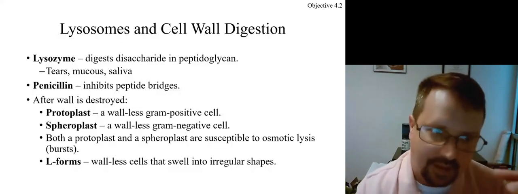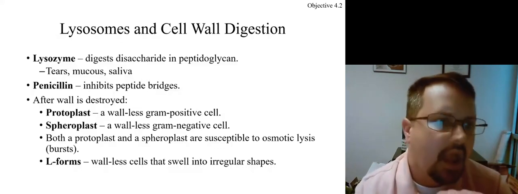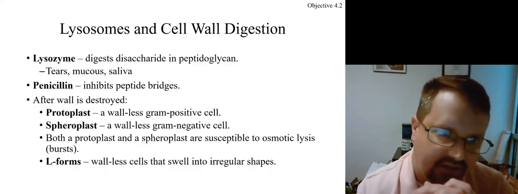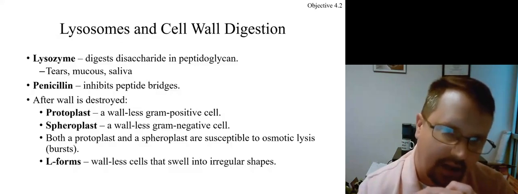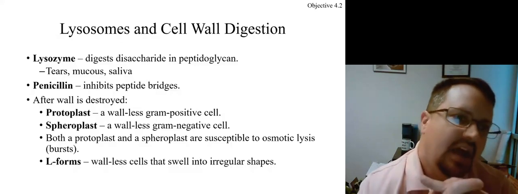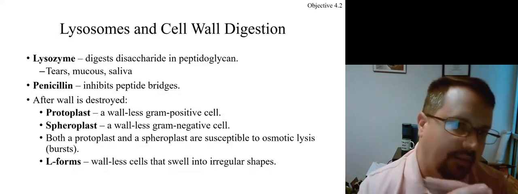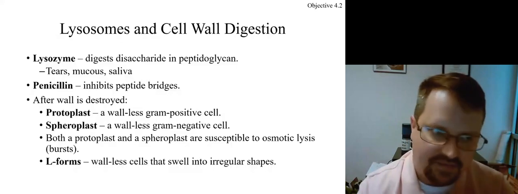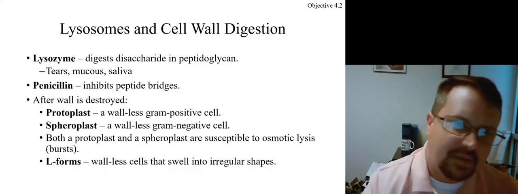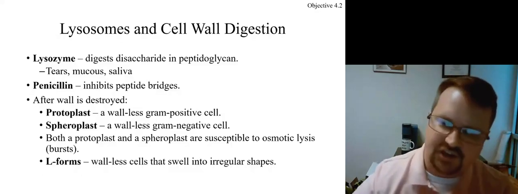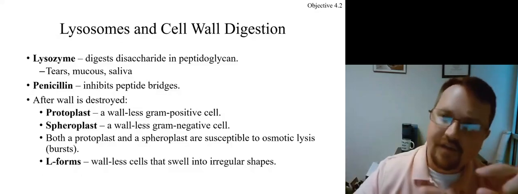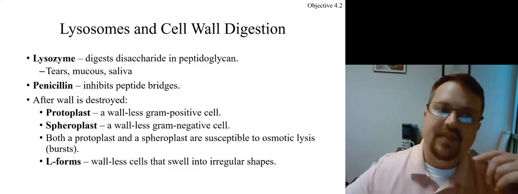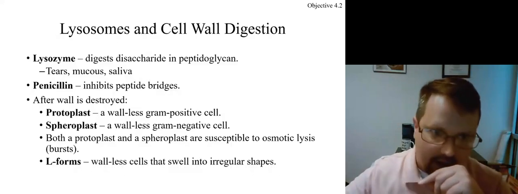Now, one of the things I'm going to end on is what happens when antibiotics come in and damage the cell wall, for example penicillin. Lysozymes digest the disaccharides in peptidoglycan. That is what tears, mucus, and saliva do, which is why they're good at helping me fight infections. Penicillin can inhibit transglycosylation and transpeptidation, which prevents the building of the cell wall. That makes the cell wall weak.